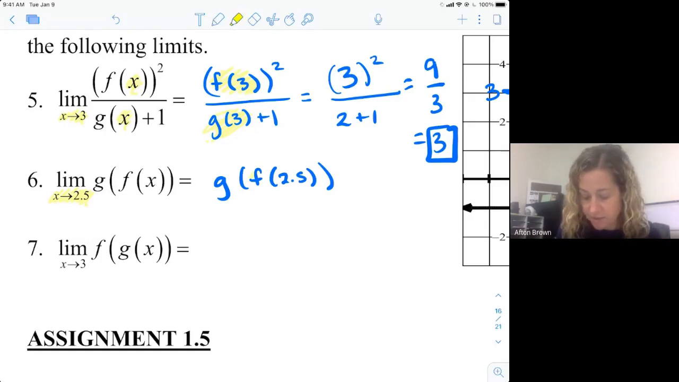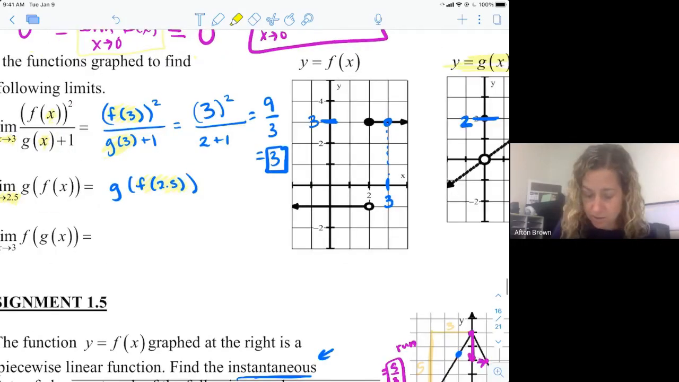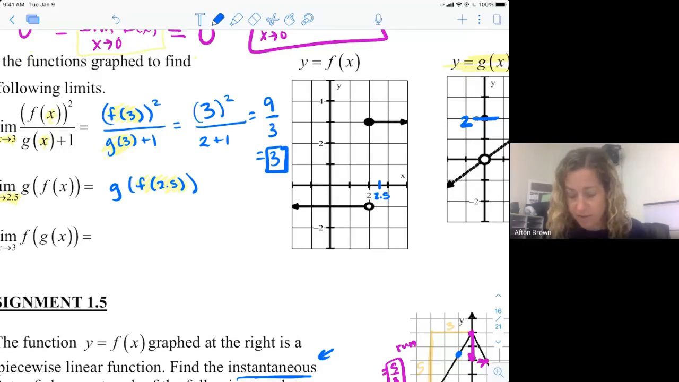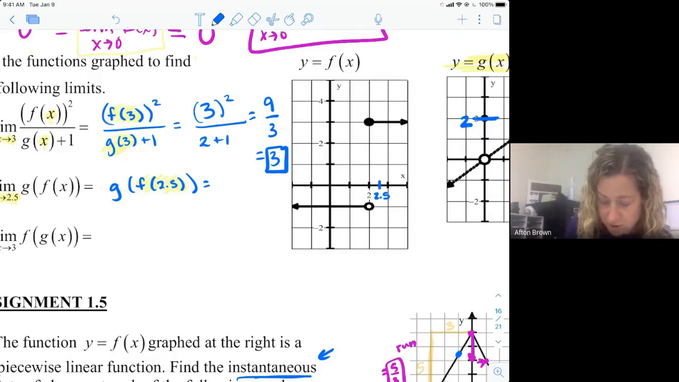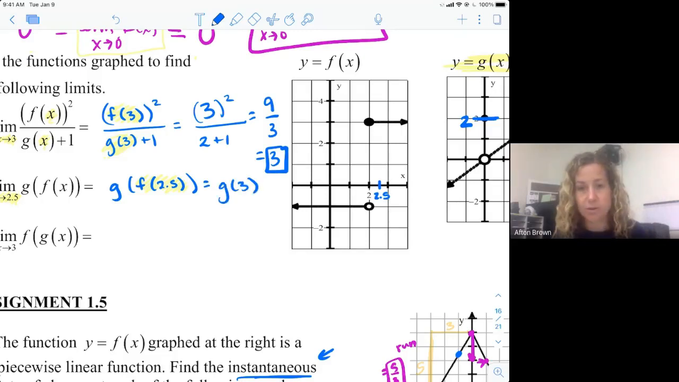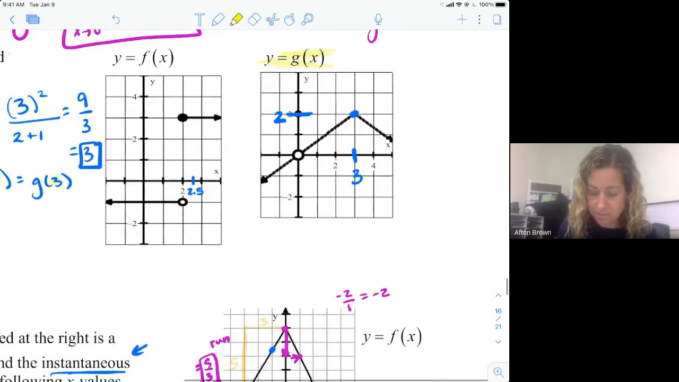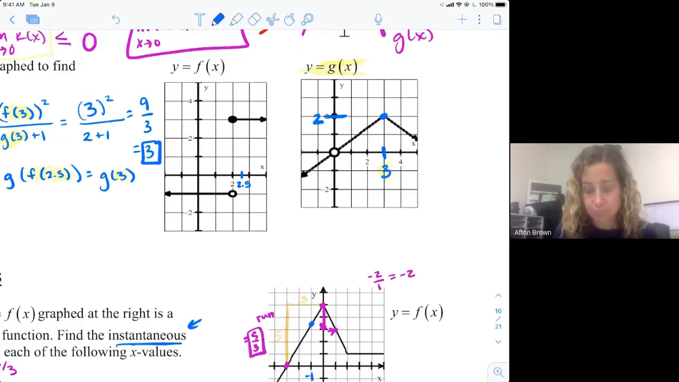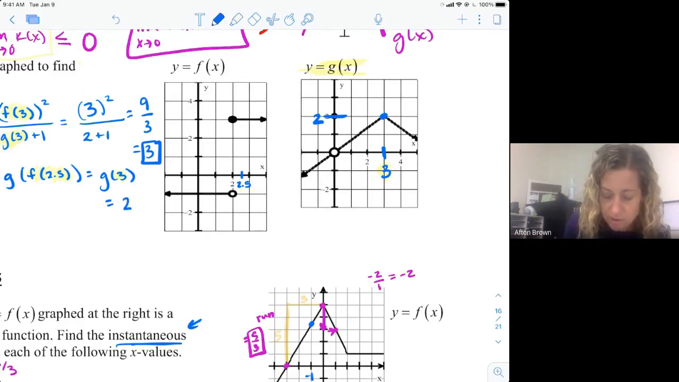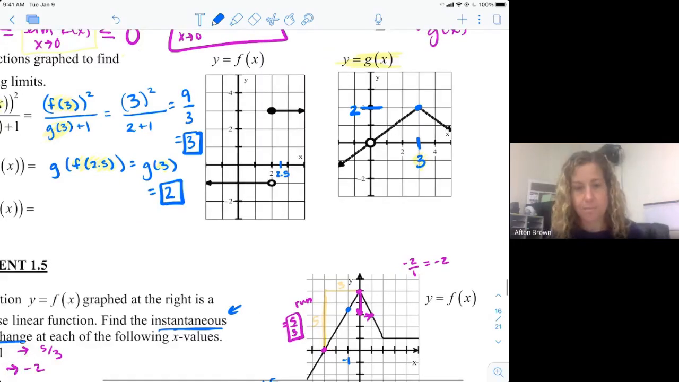So now we have to evaluate the function f at 2.5. So we look at the f graph, which is the first one. So looking at the first graph, we go, okay, 2.5. 2.5 is right here. What is the value of the function f at 2.5? What's the y value? 3. Yep. So this is really just g at 3, because the inside piece became 3. But now this is saying, okay, go to x equals 3 on the g function. So we look over at the g function. At the g function, x is 3 is here. What's the y value there? 2. So our answer, 2. So those ones really aren't too tricky.